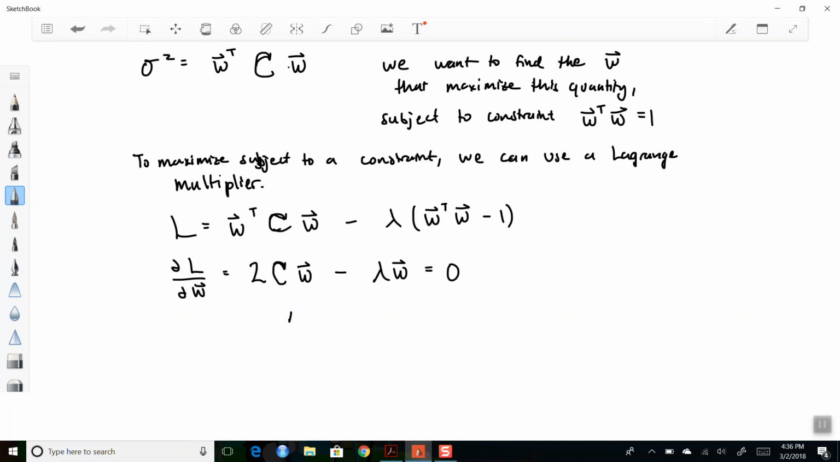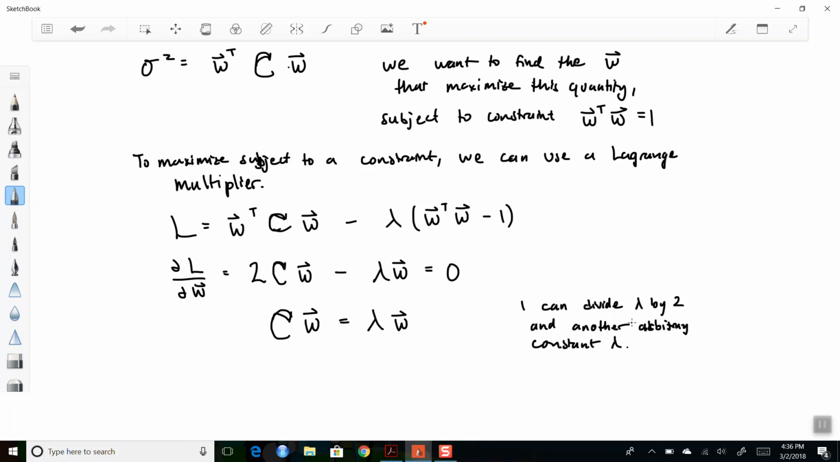All right, and now we have covariance times W is equal to lambda W. So lambda is just some arbitrary constant, right? So I can divide lambda by 2 and just have another arbitrary constant lambda. Okay.